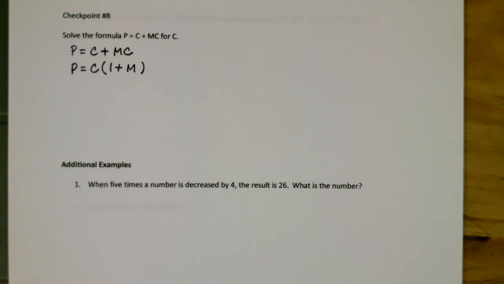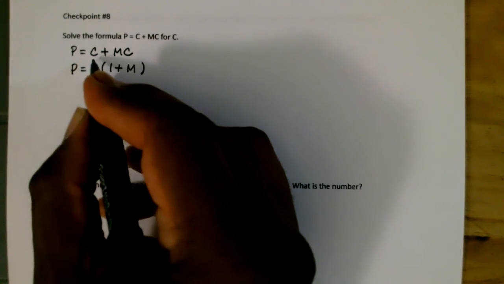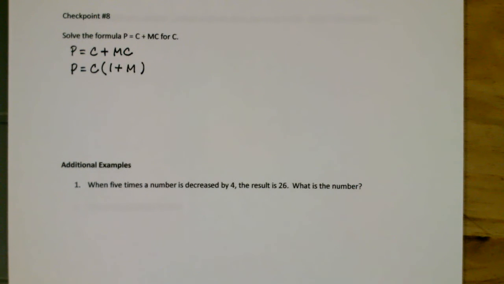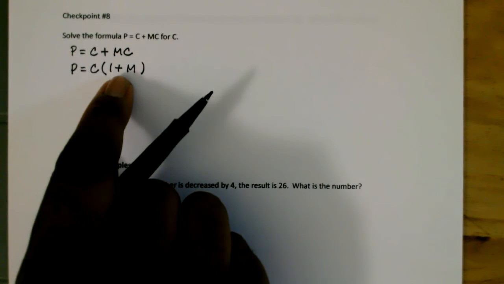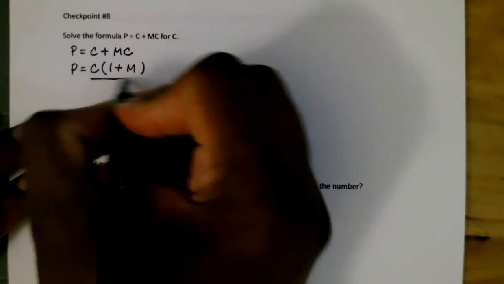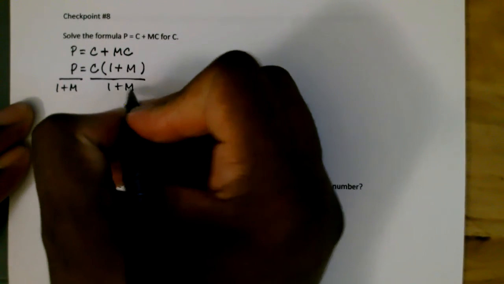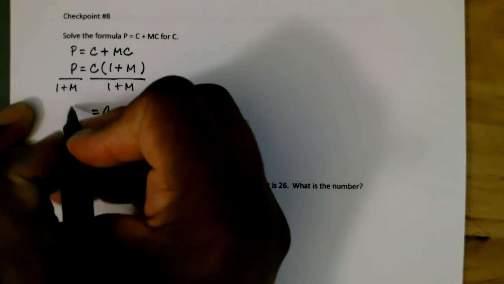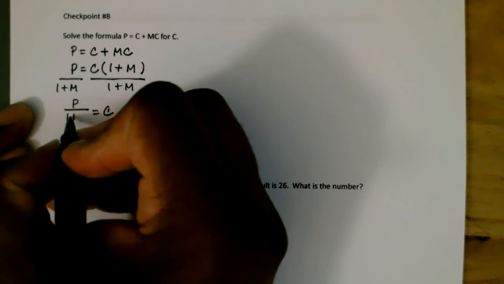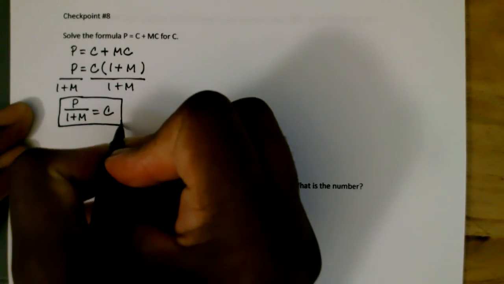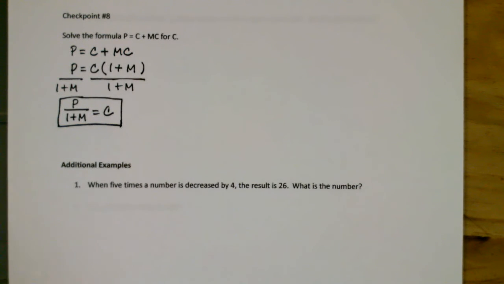And if you want to check to see if it's correct, you can use the distributive property. C times the 1 will give you the C. C times the M will give you M times C. And now I can go ahead and get C by itself. It's being multiplied by the quantity 1 plus M, so I need to divide both sides by the quantity 1 plus M. So now C is equal to, not going to be able to simplify that, I just have to write it as P over 1 plus M. And that's as far as I can go with that problem.